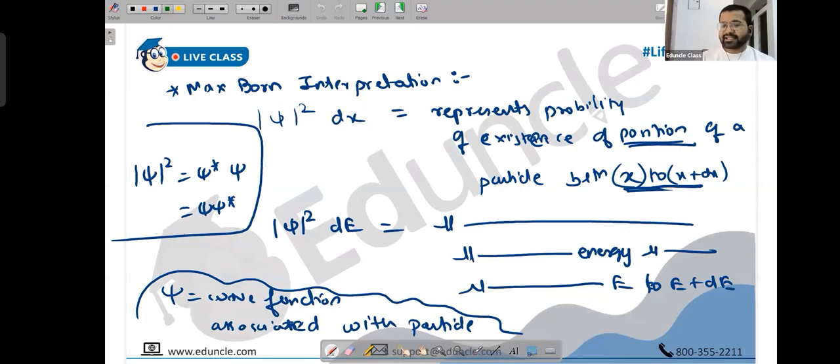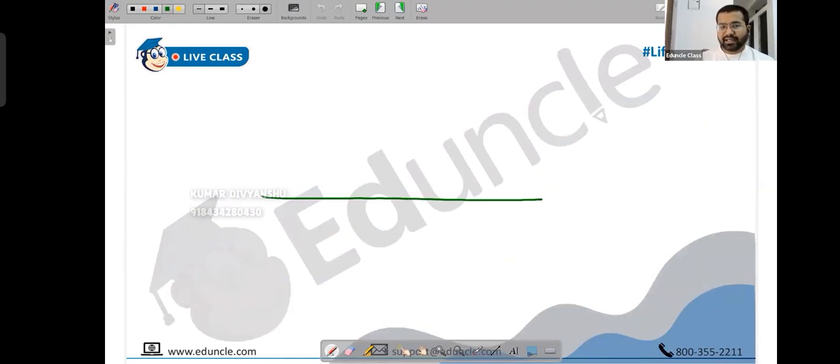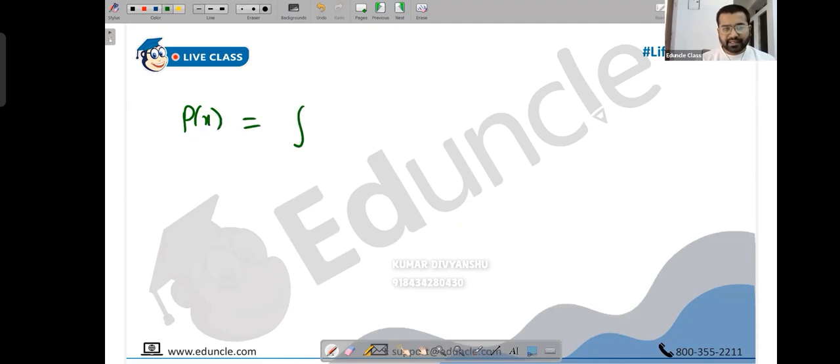Like right now I have written x to x plus dx. Suppose in an exam they ask you to find the probability that the particle exists between, let's say in a box, 0.4L to 0.6L. What you will do is basically integrate from 0.4L to 0.6L. Simple. So the probability of a particle can in general be written as the integral from a to b of mod psi square dx.